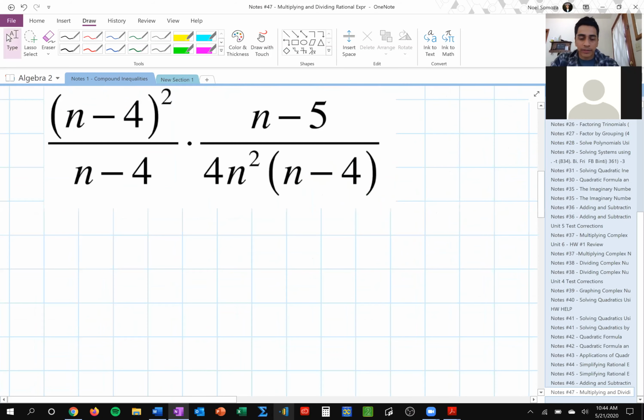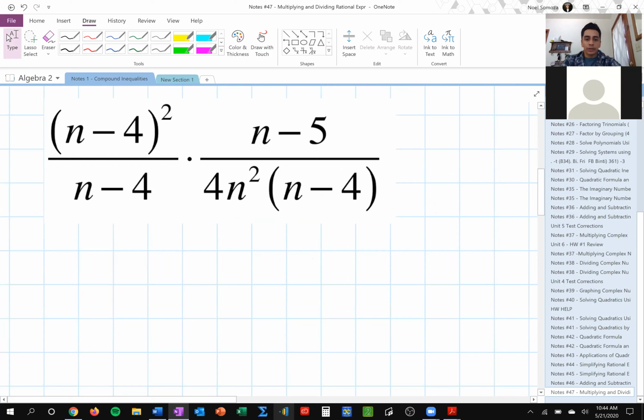Okay, let's add a little bit of complexity here. Here is what I mean about we are not looking to expand. We're not looking to FOIL anything, okay? Here, all we're trying to do is find a way to multiply across in the simplest way possible, all right? So first off, let's take a look at what the excluded values could be for our denominators, okay?